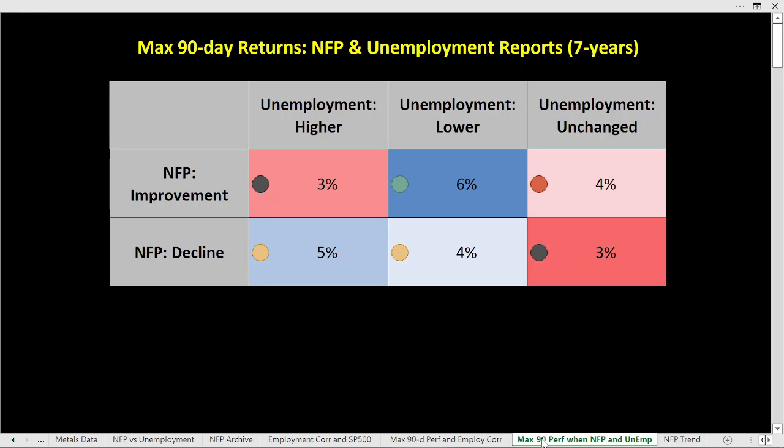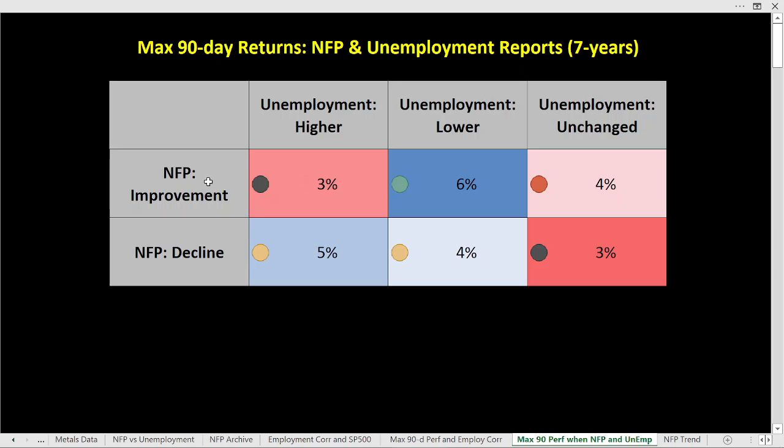Now, this is the 90-day maximum performance that we can expect when we have a combination of the non-farm payroll and unemployment reports that are released and how they're reported respectively. So, for example, if we take a look at this grid, we have an improvement in the non-farm payroll. At the same time, the unemployment rate goes higher. That would be a divergence because we'd expect one to go up and one to go down. We only see historically around 3% over the next 90 days.